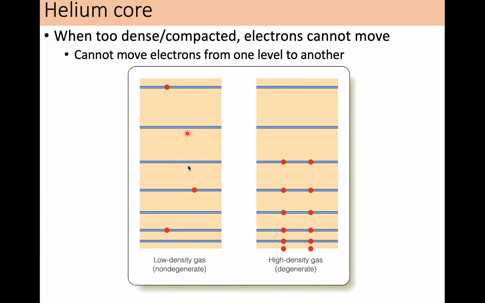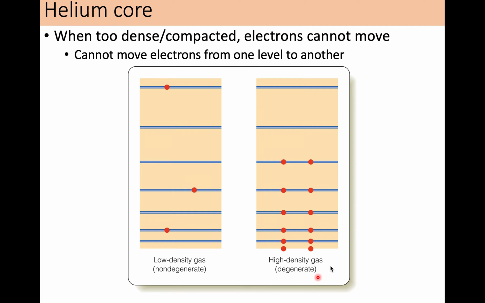So it looks something like this. Here we have a low density gas, a regular gas. We have our electrons. They're on their different energy levels. If we say down at the bottom of the screen is the nucleus, these electrons are free to jump, to move up and down, depending on if they get excited and then jump back down.